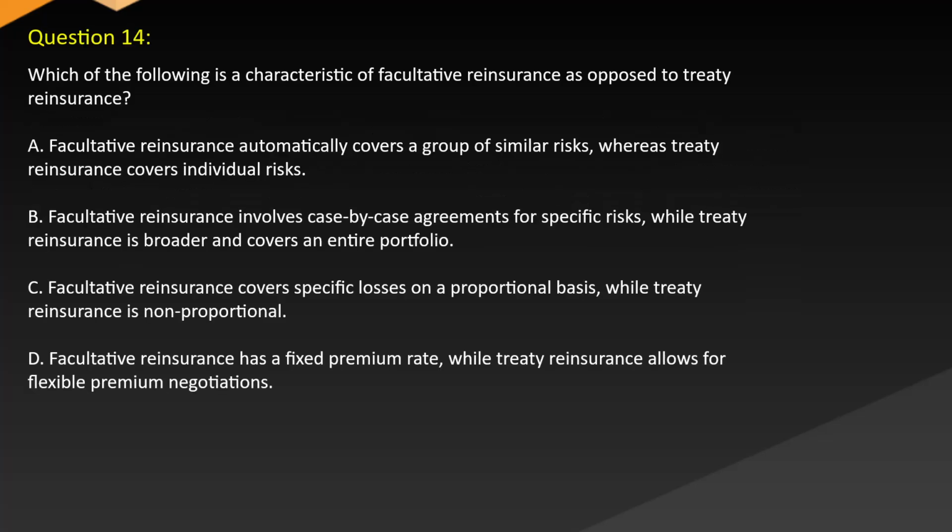Question 14. Which of the following is a characteristic of facultative reinsurance as opposed to treaty reinsurance? A. Facultative reinsurance automatically covers a group of similar risks, whereas treaty reinsurance covers individual risks. B. Facultative reinsurance involves case-by-case agreements for specific risks, while treaty reinsurance is broader and covers an entire portfolio. C. Facultative reinsurance covers specific losses on a proportional basis, while treaty reinsurance is non-proportional. D. Facultative reinsurance has a fixed premium rate, while treaty reinsurance allows for flexible premium negotiations.